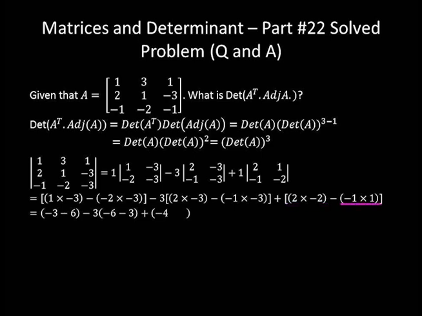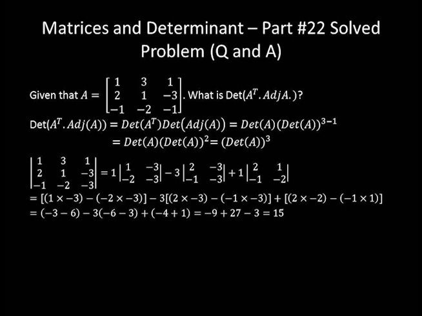Negative 1 times 1 is negative 1. Minus negative 1 means plus 1, which is equal to negative 3 minus 6, which gives us negative 9. Negative 6 minus 3 gives us negative 9. Negative 3 times negative 9 gives us positive 27. Minus 4 plus 1 gives us negative 3. Negative 9 plus 27 minus 3 gives us 15. Therefore, the determinant of matrix A is 15.